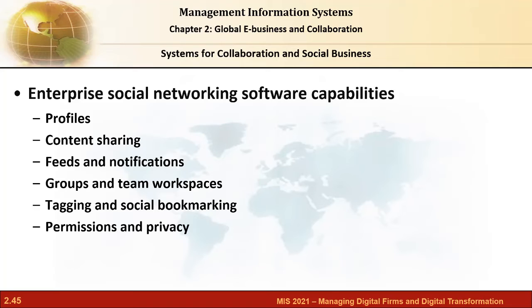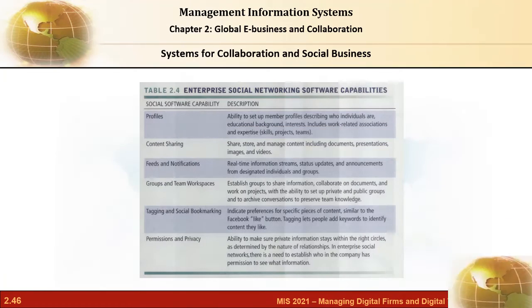We have enterprise social networking software capabilities for profile sharing, content sharing, feeds and notification, groups and teamwork spaces, tagging and social bookmarking, permission and privacy. This is becoming more and more popular in business nowadays. You can look at this content in Table 2.4, as you also watch on the screen: profiles, content sharing, feeds and notification, groups and teamwork to establish groups and share information, to collaborate on documents and work on projects, and the ability to set up private and public groups to archive conversation and preserve team knowledge, right?